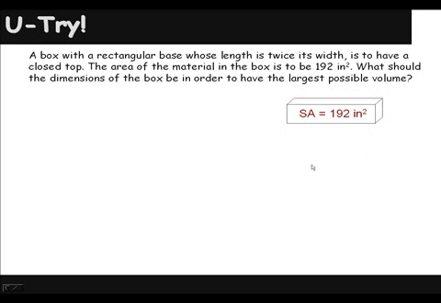Well, I don't know any dimensions, so I'm just going to create some here. It says that my length is twice the width, so I know nothing about the width. I'll go ahead and let that equal w. Therefore, my length is 2w. The height is unknown, so I'll put an h there. Surface area is 192.